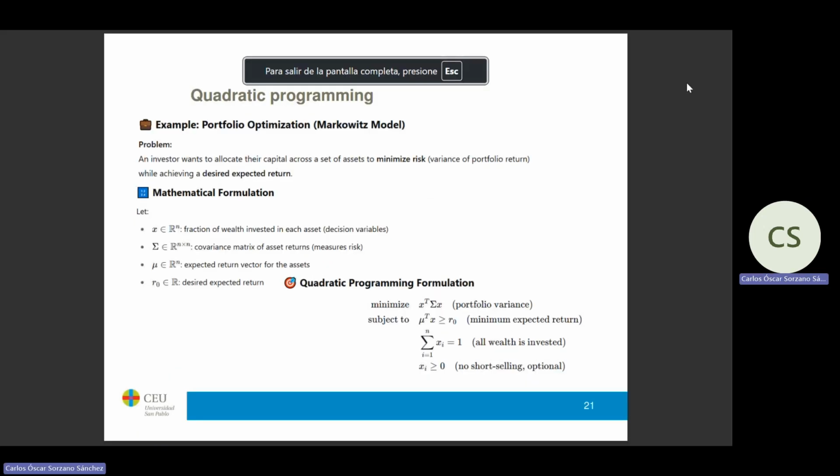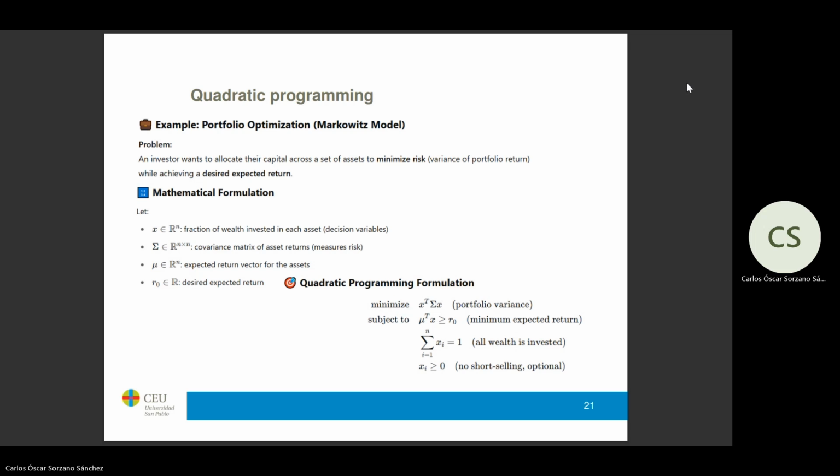Then this is the variance of my portfolio, and I want to have a minimum expected return R0, and then the expected return will be the expected return of each one of the assets times the fraction of my money that is on that asset. So this sum has to be larger than something. And then there are some other constraints, that is the sum of all xi's has to be 1, that is all my capital is invested, and all my investments have to be positive.